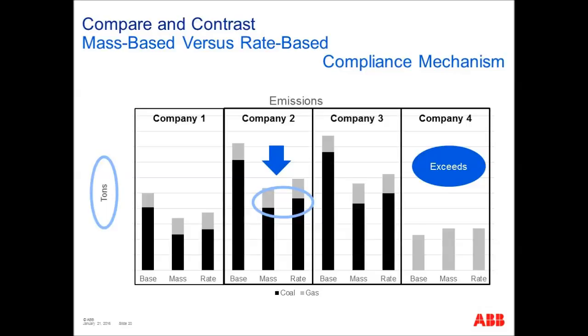That is the key that gets us to this value right here. Because the rate base allows those renewables to get into the denominator and thus the rate of emissions.